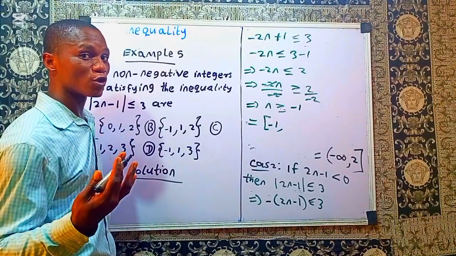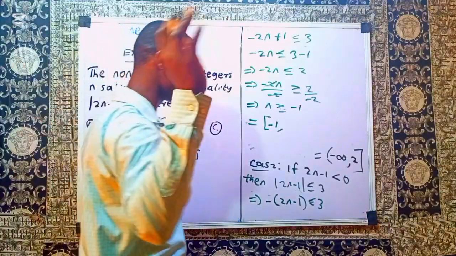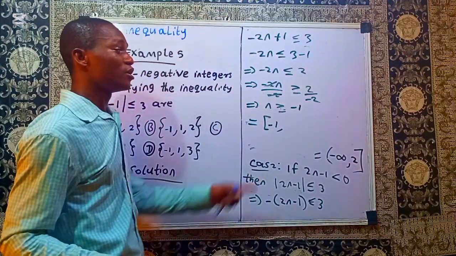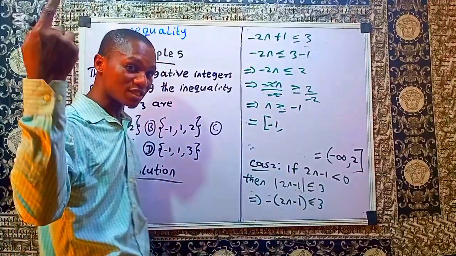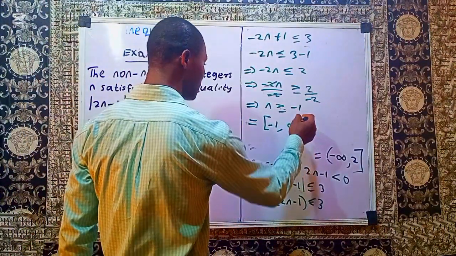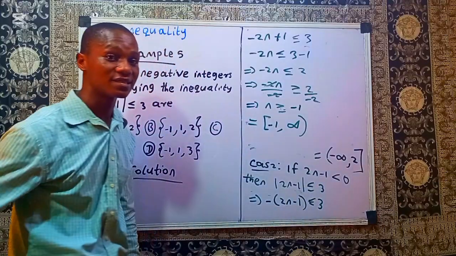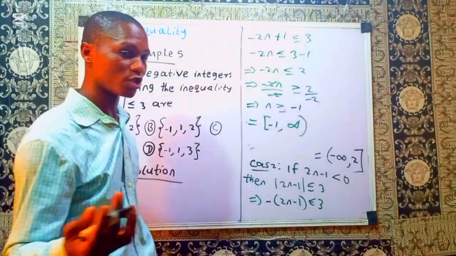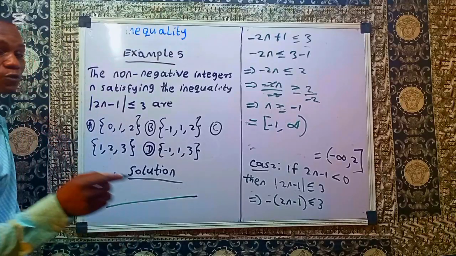Greater than or equal to minus 1 is starting from minus 1 upwards, right? Upwards towards positive infinity. So I'm going to have a closed bracket at minus 1 because it's starting at minus 1, towards infinity, that's comma infinity. Then you must use an open bracket at the side of infinity because infinity is not a real number, right?